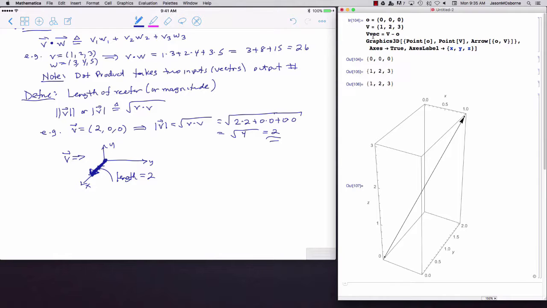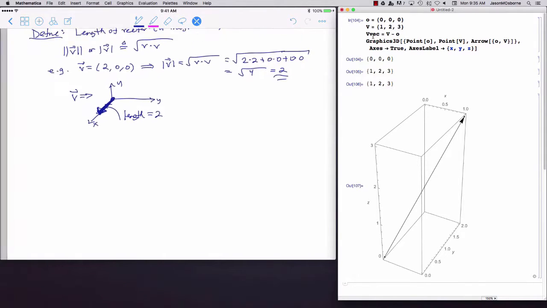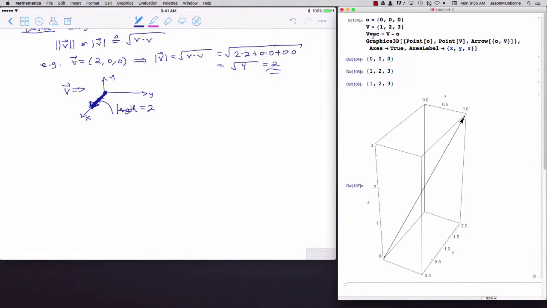Okay. So we can use this result for the length of the vector to help us give a more geometric understanding of the dot product. So the dot product is just this operation that I've defined, and you get a number, and it's not really very meaningful as a number yet. So let's see if we can build up a geometric meaning for the dot product of two vectors.